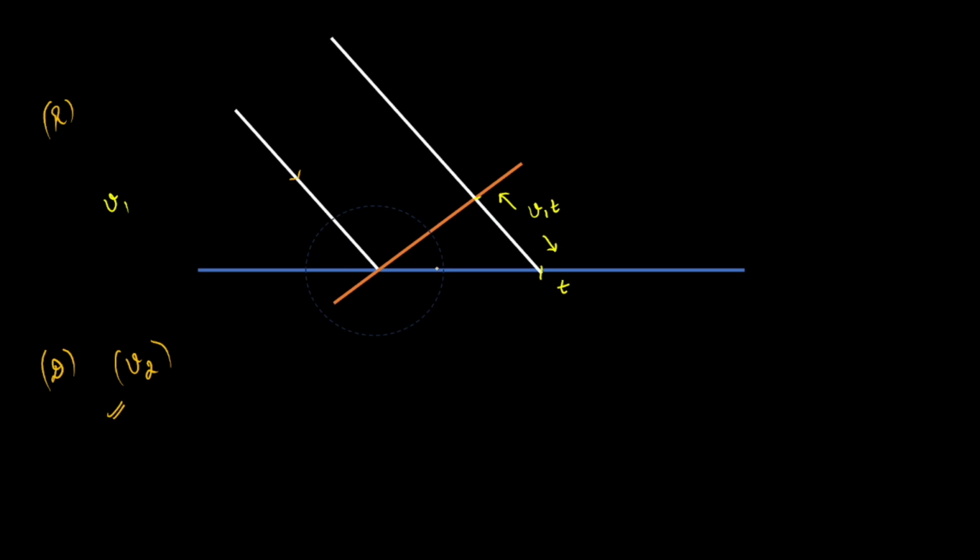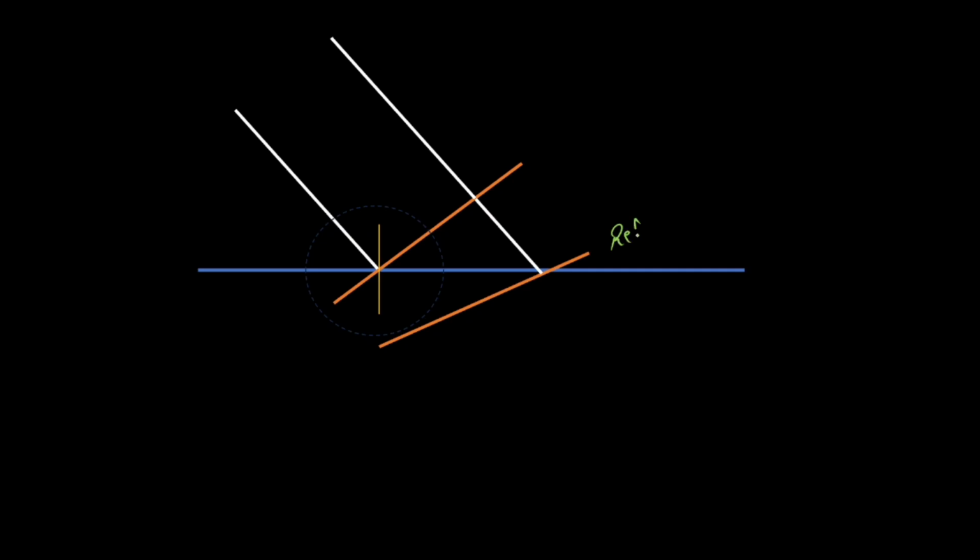Now, in order to form the second wavefront, we need to draw this circle that has the radius equal to v2 times t, and then draw a common tangent from this particular point to this wavelet. If we draw the tangent, it would look something like this. So this is our refracted wavefront, and this one is our incident wavefront.